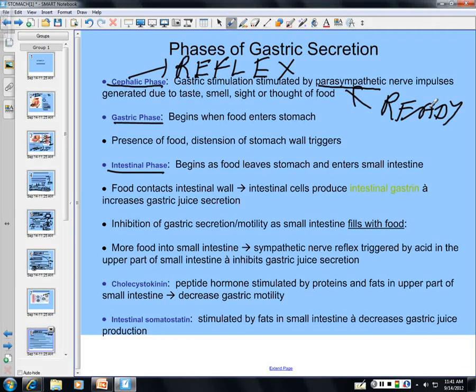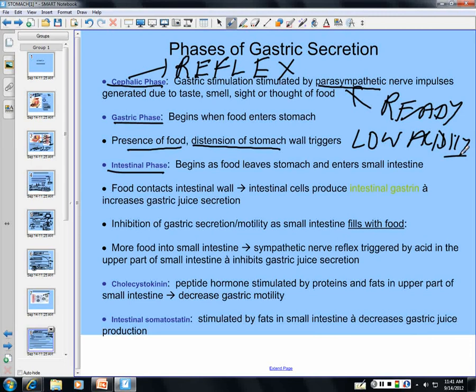Okay? The next phase is the gastric phase. Once the food enters the stomach, the local, neural, and hormonal mechanisms initiate the gastric phase. The most important stimuli are the presence of peptides. So presence of food or peptides and distension of the stomach walls, that means the stretching of the stomach walls, will trigger this, as well as low acidity will trigger the gastric phase.